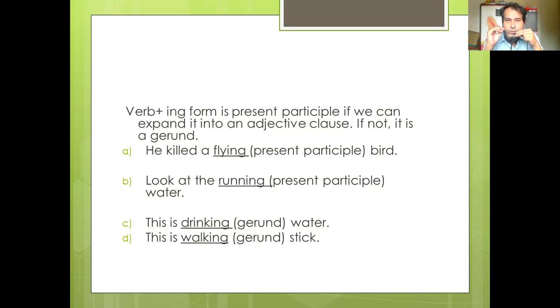Drinking water or a walking stick. When we offer a walking stick to an old man, that walking stick is gerund. So gerund is very much necessary for our spoken English also.